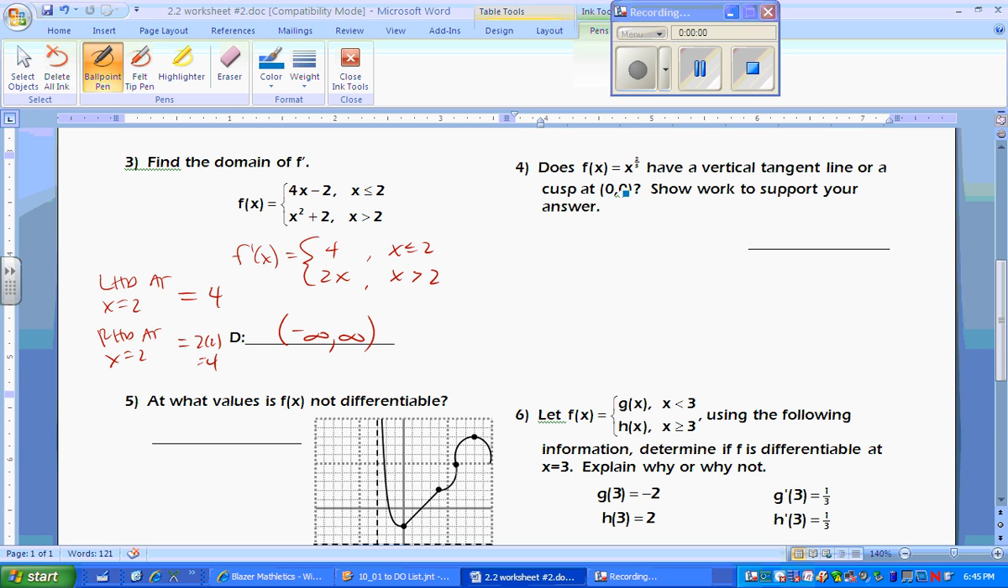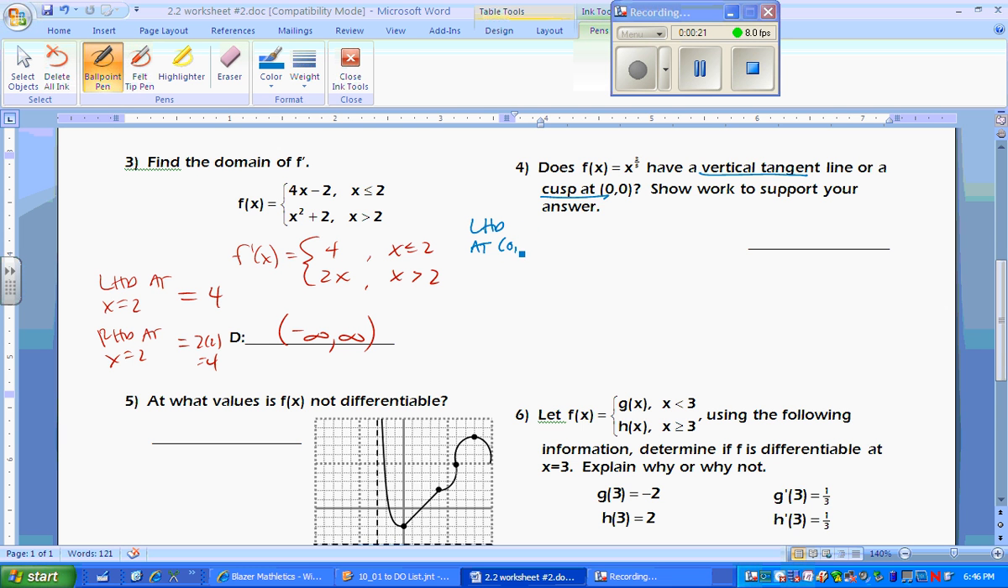For number 4, remember to see if it's a vertical tangent. That means the left-hand and right-hand derivatives are both negative infinity or both positive infinity. For it to be a cusp, one has to be positive infinity, one has to be negative infinity. So we have to find the left-hand and right-hand derivative.